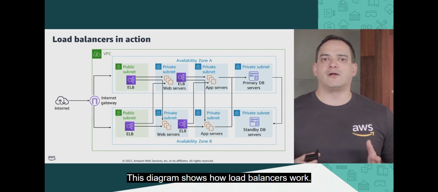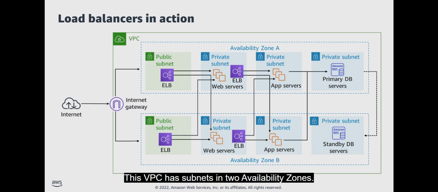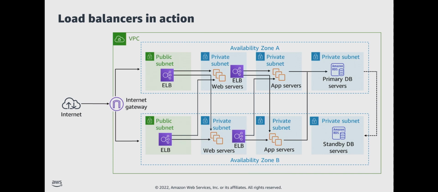This diagram shows how load balancers work. This VPC has subnets in 2 availability zones. Each availability zone has a public subnet and multiple private subnets. Internet traffic goes from an internet gateway to each availability zone. A load balancer in each public subnet directs traffic to web servers in a private subnet in either availability zone.